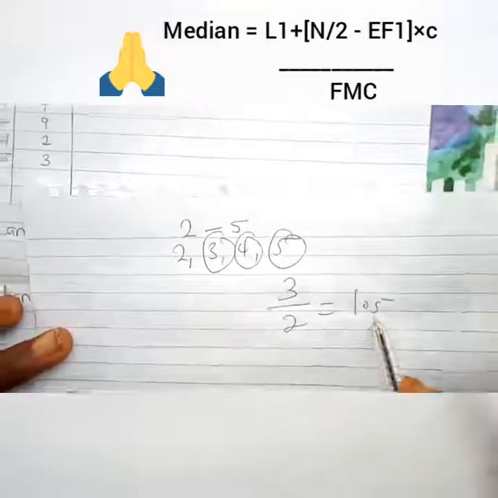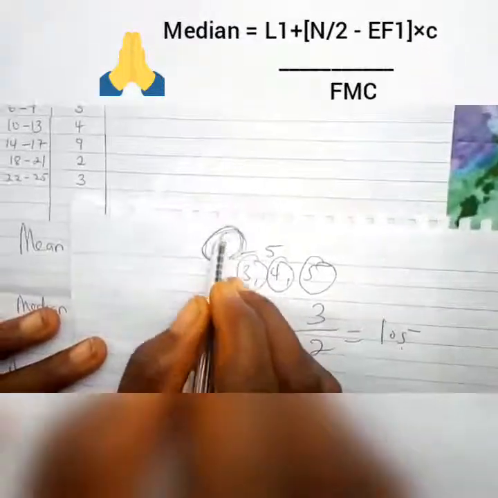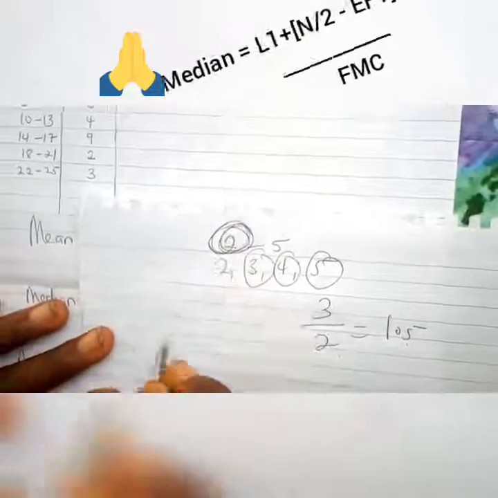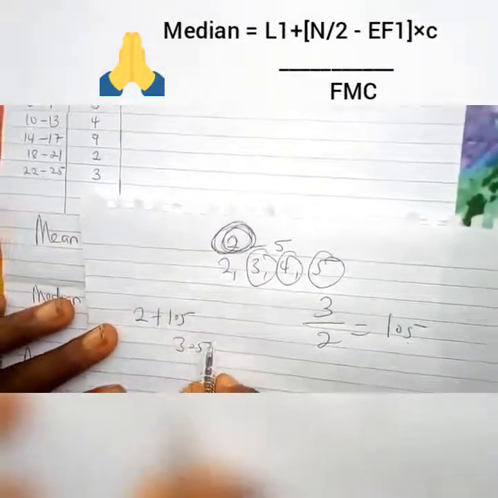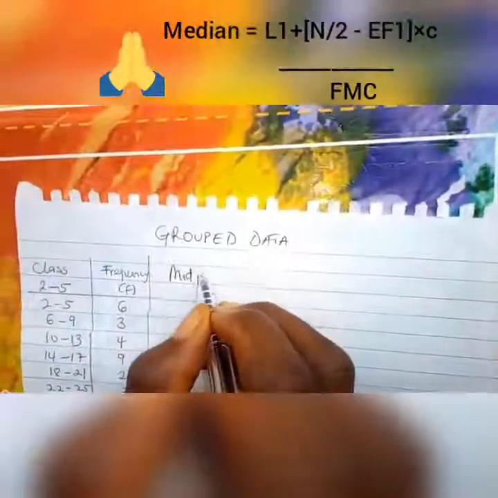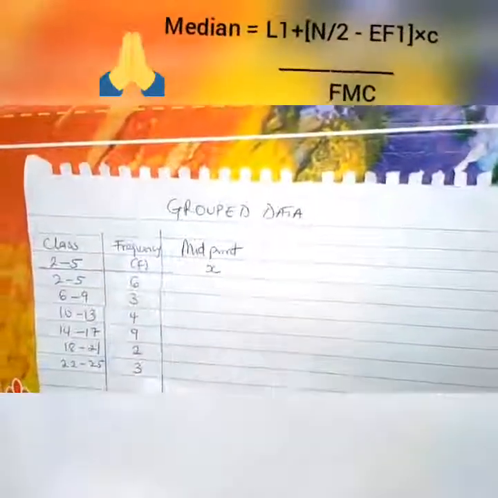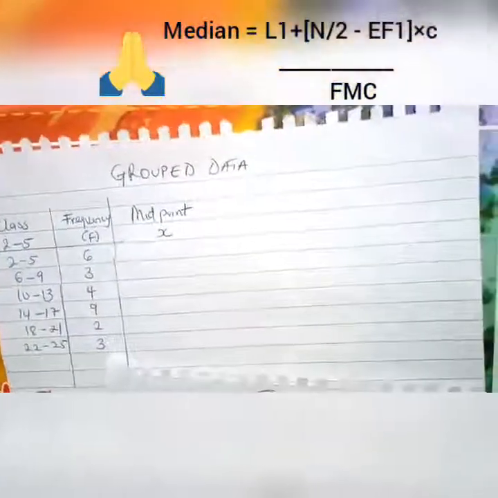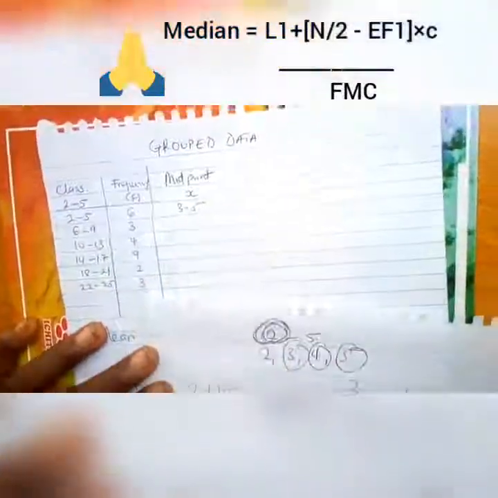So this 1.5, what you have to do is add it to the first lower frequency, which is 2. Definitely you'll be having 2 plus 1.5, making 3.5. I hope you get that. So just have this as your midpoint, and it's representing x. 2 plus 1.5 is 3.5. I hope you get that.